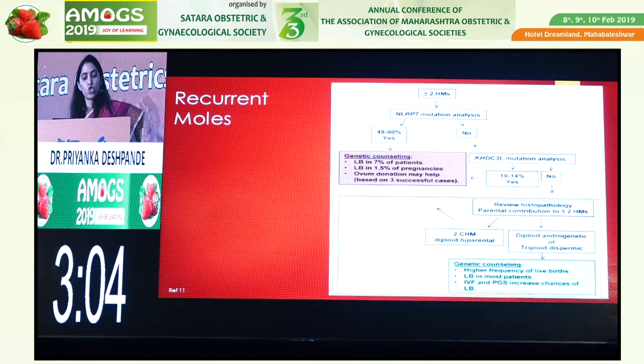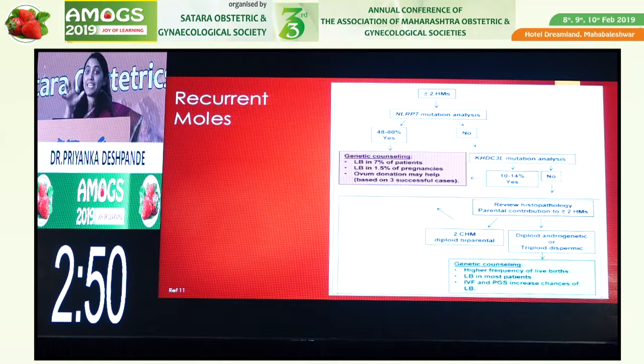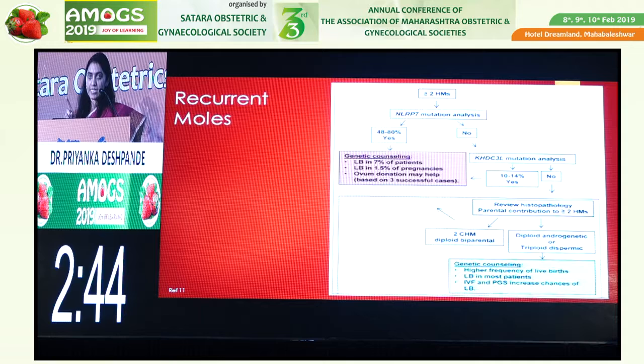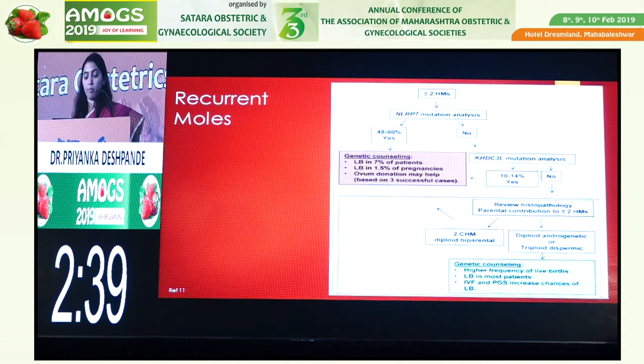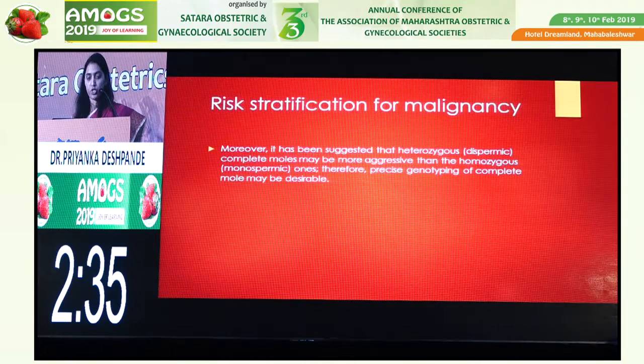However, if that does not come positive, then I need to really review my histopathology to see if actually it was a case of molar pregnancy. And then again, if there are 2 complete hydatidiform moles, it goes into the first bracket. If there are no hydatidiform moles, then I still counsel her that yes, her next pregnancy might also be a molar pregnancy, but she still has an advantage of having a live birth from her own ovum. And that is the time where the pre-diagnostic screening comes into picture.